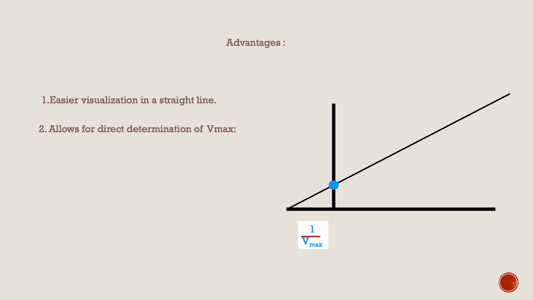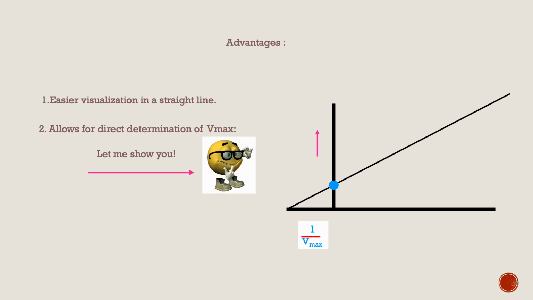It will also let us directly determine the Vmax value. And if this was your face after I said that, let me explain how. 1 over Vmax is a reciprocal of Vmax. If the 1 over Vmax value increases and moves upward on the y-axis, the value of Vmax decreases. If, on the contrary, it moves down on the y-axis, the value of Vmax increases. Another benefit is that it can also be useful for comparing enzyme inhibition.